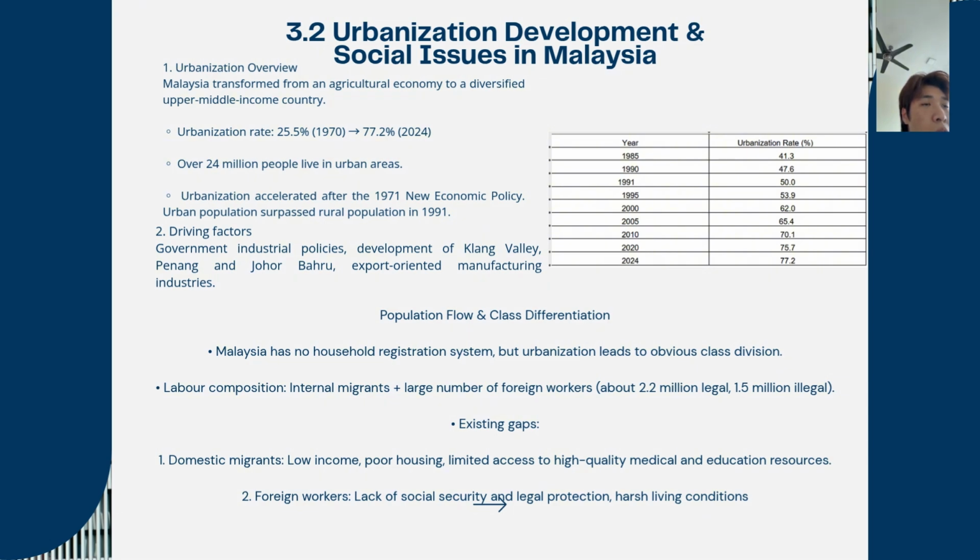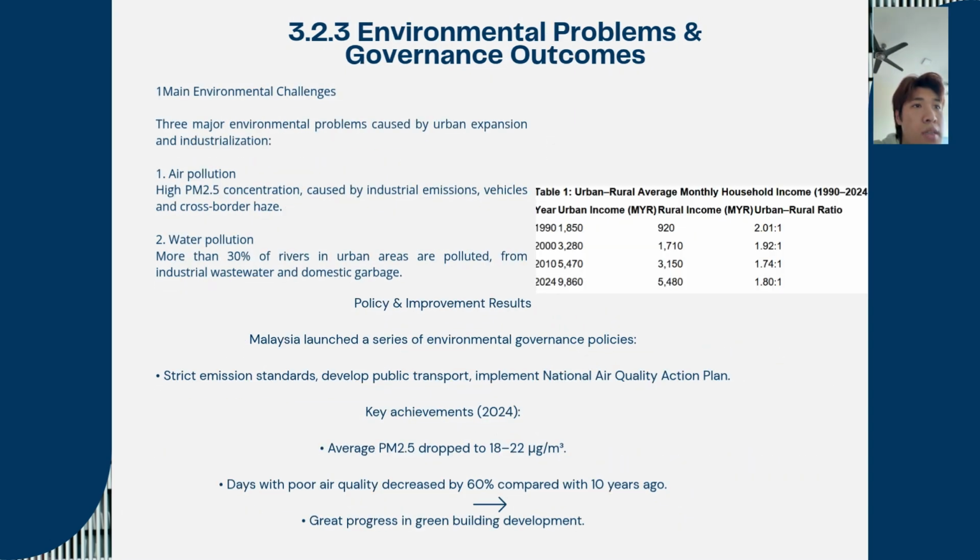However, urbanization also brings class differentiation. Both local migrants and foreign workers face differences in housing, population, social and social welfare. Economic growth has not benefited all groups equally. In the past, Malaysia suffered from severe air and water pollution due to industrialization and water expansion. To solve this problem, the government carried out measures, and the economy has significantly improved. Air quality gets much better and green development is also growing fast.